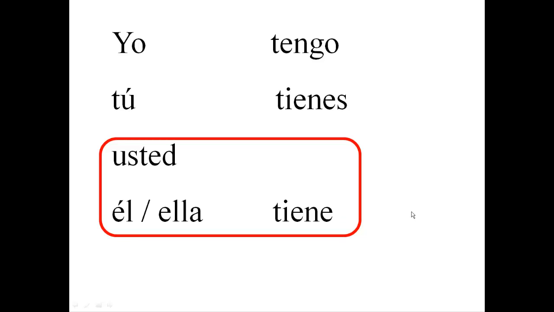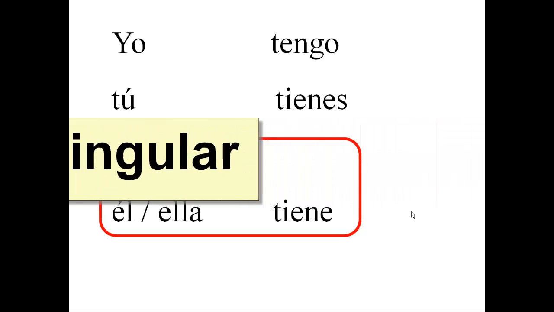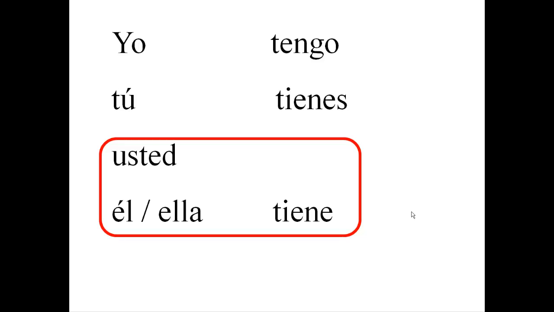Tiene. By the way, I have posted a second video for the verb tener, which is kind of a rap video. And if you're interested in learning this because your auditory functions are high, give that one a shot too. It's pretty fun. Anyway, here are the singular versions. Tengo, tienes, and tiene.